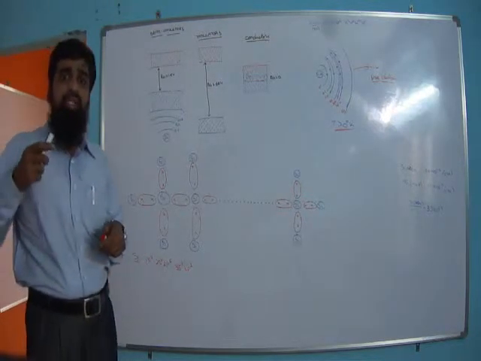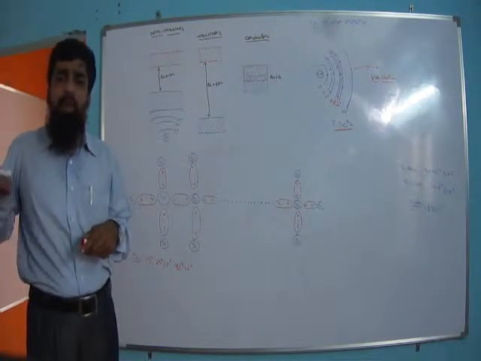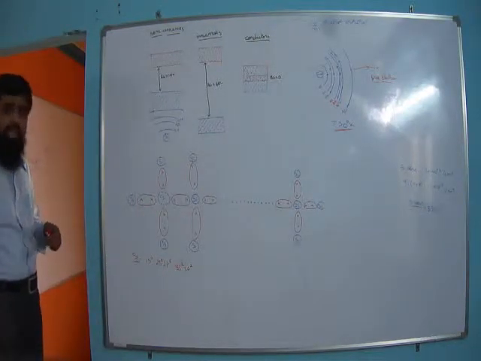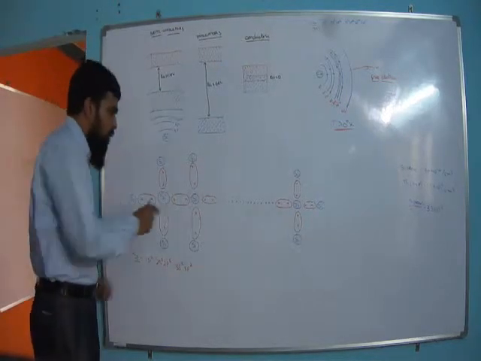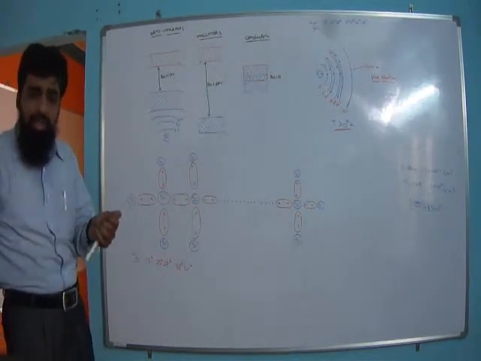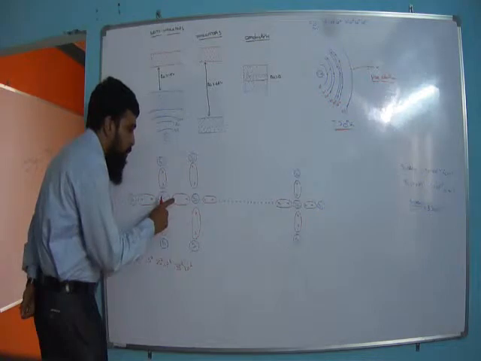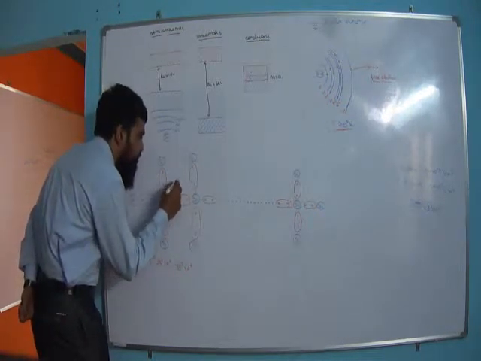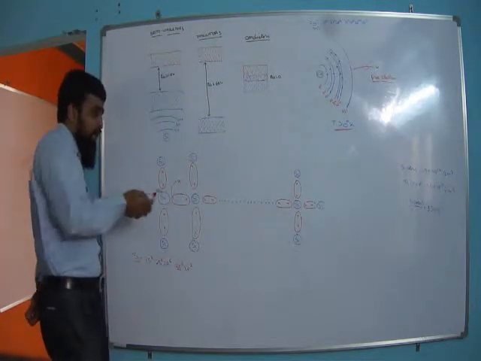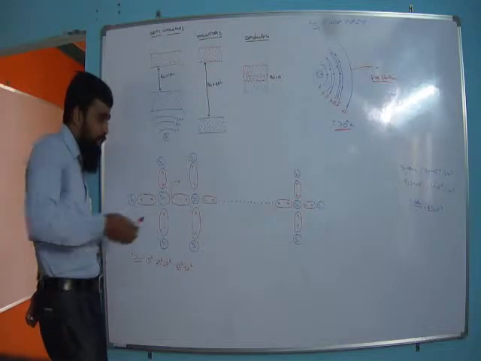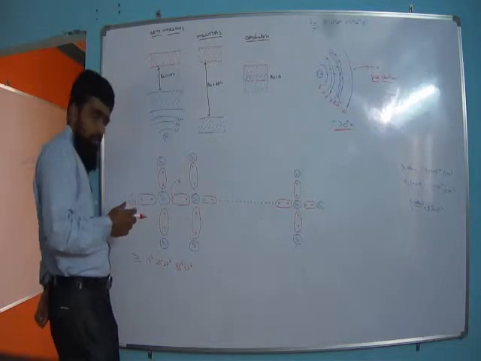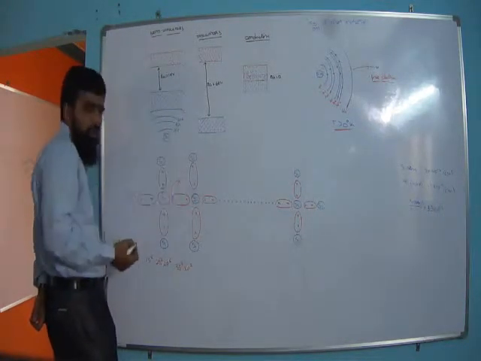Now what happens if you increase energy, if you increase temperature? If you increase temperature, any one of these electrons will take energy from the temperature and come out of the covalent bond. It will come out from the attraction force of this silicon. Now you will have a free electron.